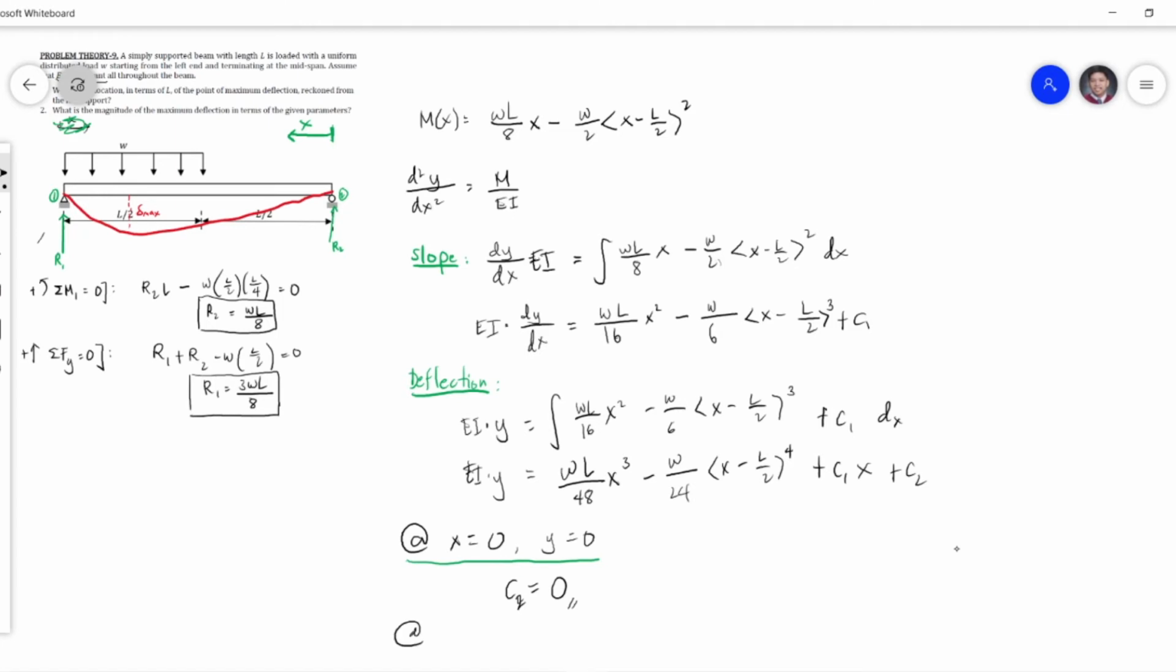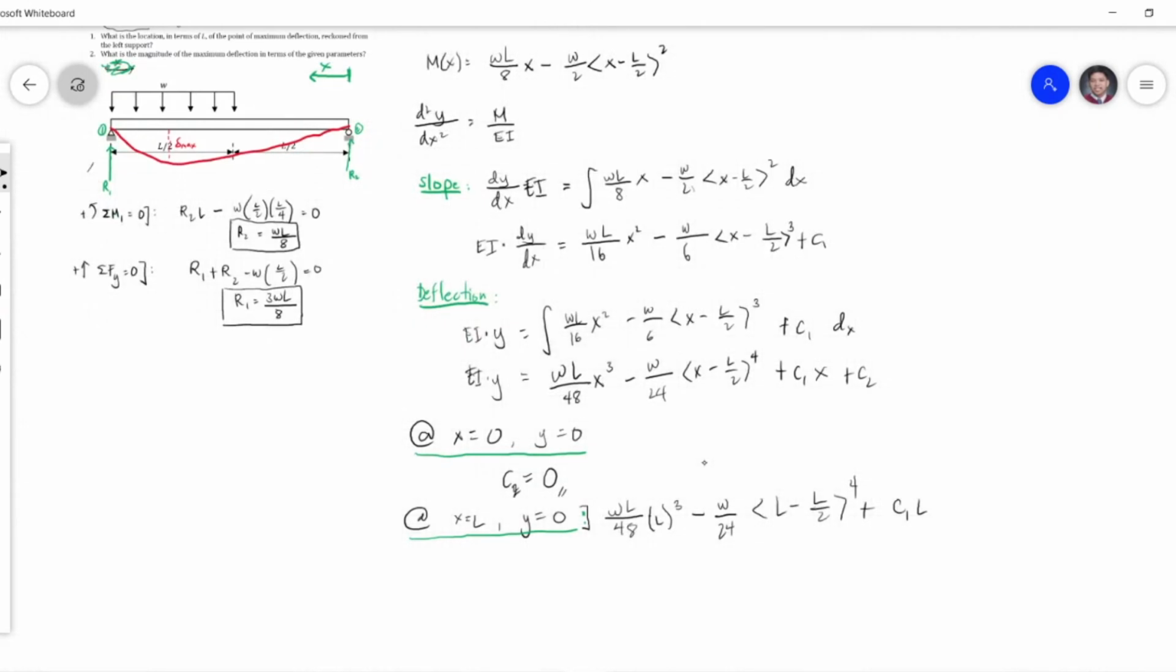Now, tingnan natin yung second boundary natin, no? Second boundary condition. So, at x equals L, dun sa dulo, 0 din dapat yung deflection dahil may support tayo dun. So, x equals L, y equals 0. So, plug in natin yan doon sa ating deflection equation. So, that would be, we have omega L over 48 times L cube minus omega over 24 times L minus L over 2 raised to the fourth power plus C1L. Yung C2 natin, 0 na yan, so hindi na natin isusulat yan.